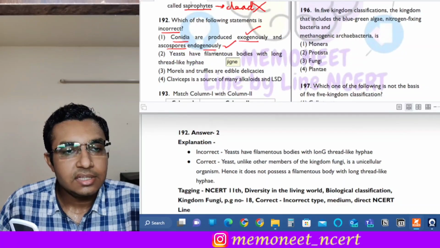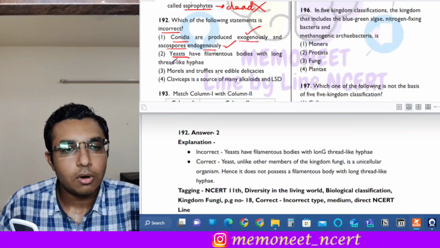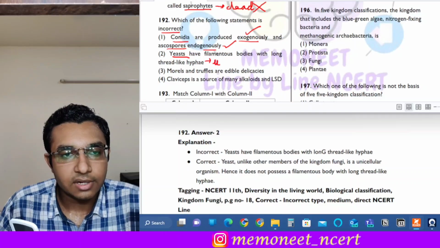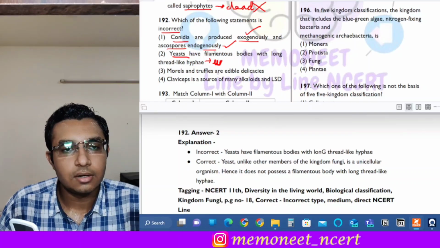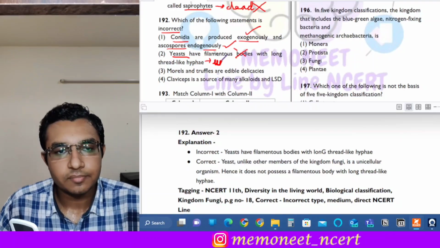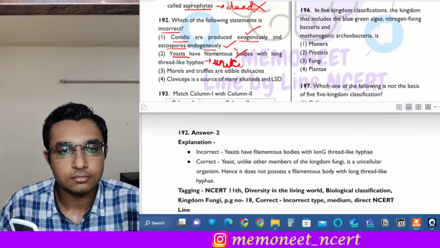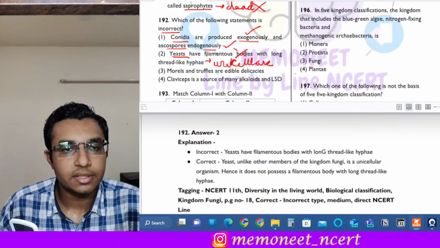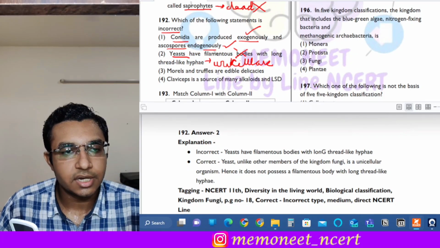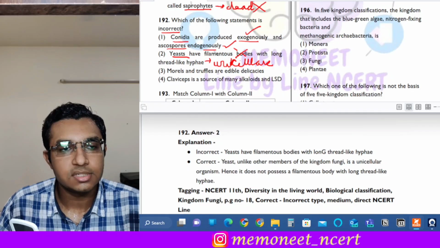The second is yeasts have filamentous bodies with long thread like hyphae. Now, as we know, yeasts are unicellular fungi. They do not contain filamentous bodies. Filamentous bodies are absent in yeast, and these are unicellular fungi. So the incorrect statement is which one? The incorrect statement is statement 2. Okay, statement 2 is incorrect.